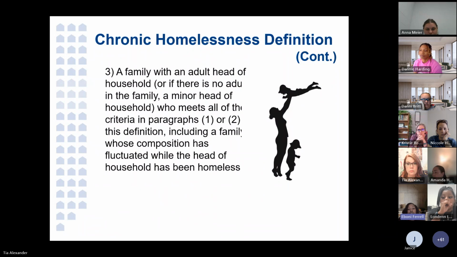If an adult head of household meets all of the criteria on either of the 2 previous slides, the household as a whole qualifies as chronically homeless. If there are no adults in the household, a minor head of household can also qualify as chronically homeless. It is not necessary for the other members of the household to have been with the qualifying head of household throughout the duration of their homelessness.